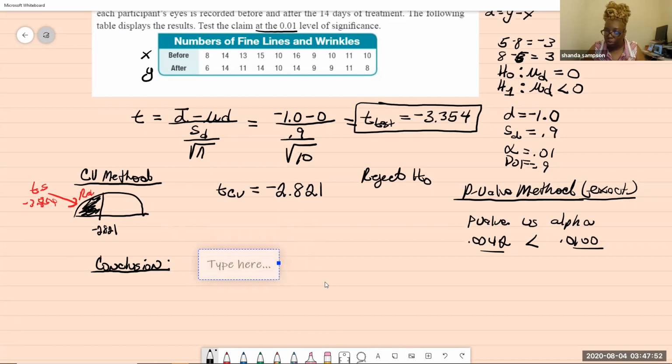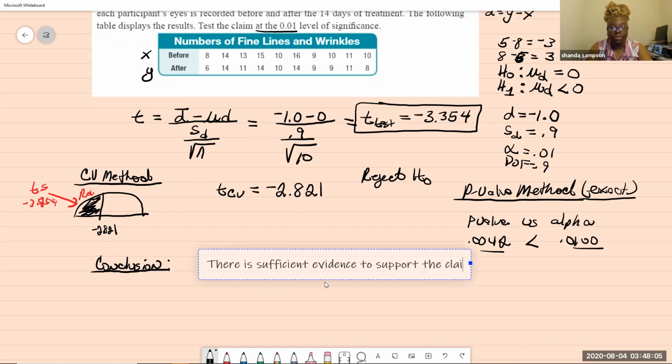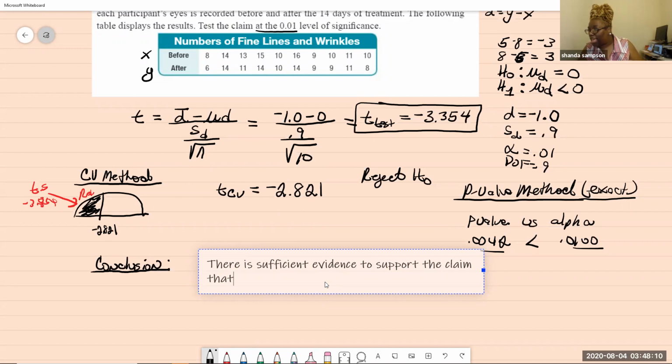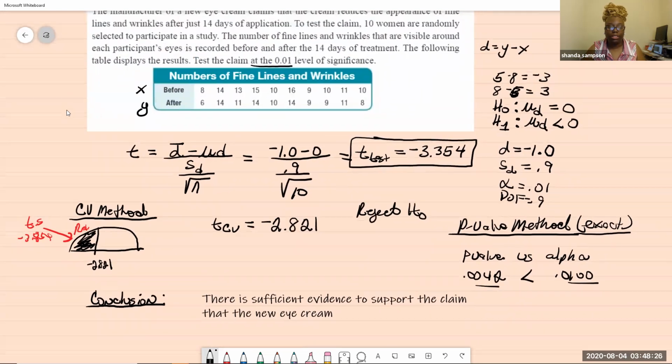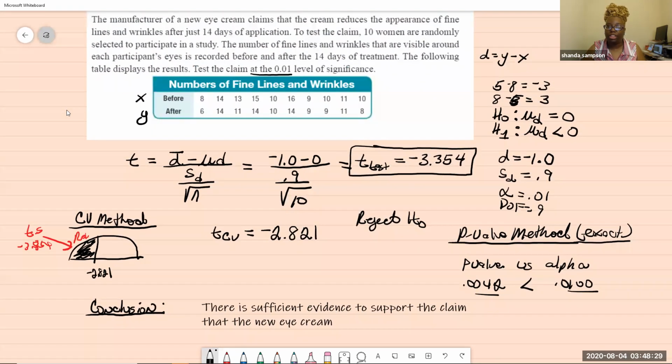So we go back to the people and we look in Professor Sampson's eyes, and we say that there is sufficient evidence to support the claim. What was the claim at the time? That the new eye cream, right? And the claim is up here, if you don't remember. To test the claim, that the new eye cream claims that the cream reduces.